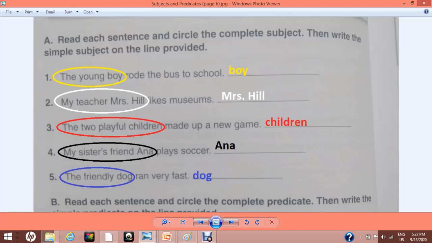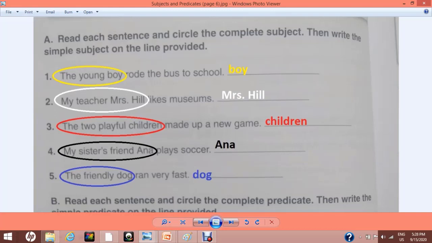Read each sentence and circle the complete subject, then write the simple subject on the line provided. The young boy rode the bus to school. Now, young boy will be circled because it is a complete subject and boy is a simple subject. My teacher, Mrs. Hill, likes museums. Mrs. Hill is a simple subject which will be written on the line according to the instruction, and my teacher, Mrs. Hill, is a complete subject that will be circled.